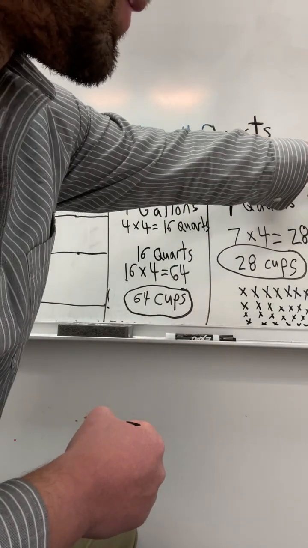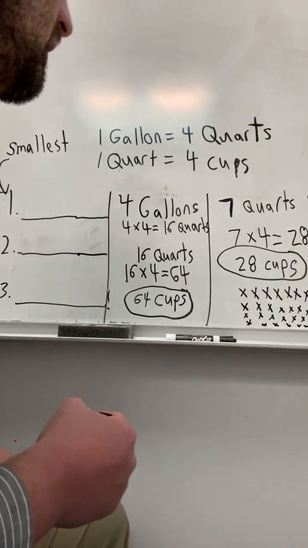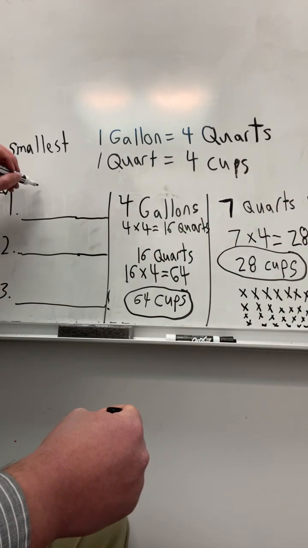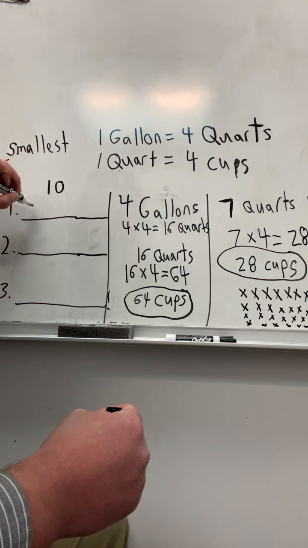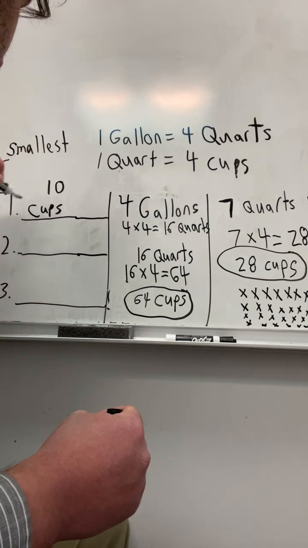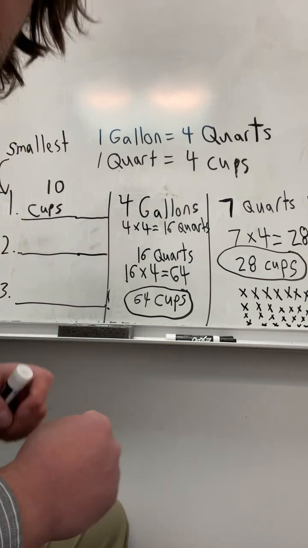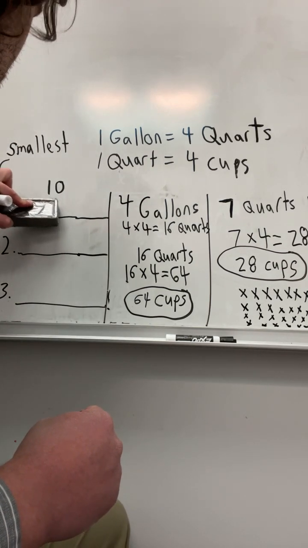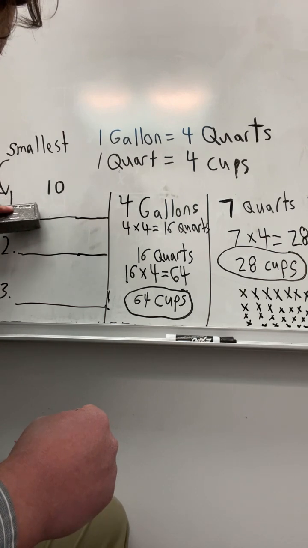I'll just circle this so it stands out more even though I don't really need to. So the smallest unit of measurement is 10 cups. So 10 cups would be the smallest. We may write that a little clearer so you can see it.